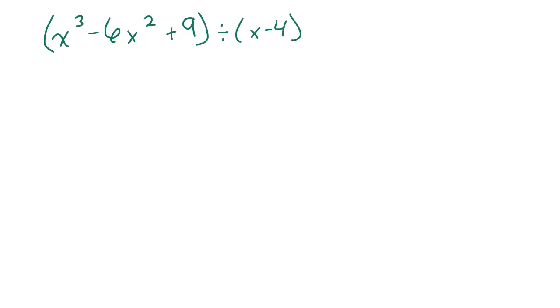To continue looking at some examples of synthetic division. So let's look at if I have x to the third minus 6x squared plus 9, and I want to divide this by x minus 4. We're going to use synthetic division.